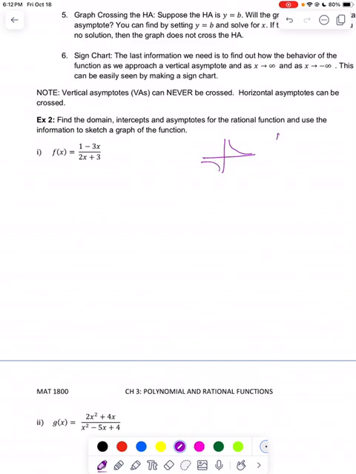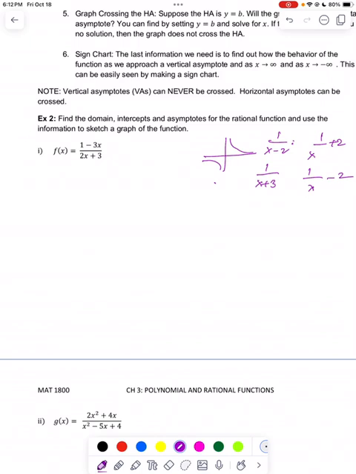If you have 1 over x minus 2, what does that mean? It means you shift this function 2 units to the right. And if you have 1 over x plus 3, it means you shift your 1 over x 3 units to the left. And if you have 1 over x plus 2, it means you shift 2 units up. And if you have 1 over x minus 2, you shift 2 units down. So this type of function, when you have a linear over a linear, you can easily get it into a transform of the 1 over x.